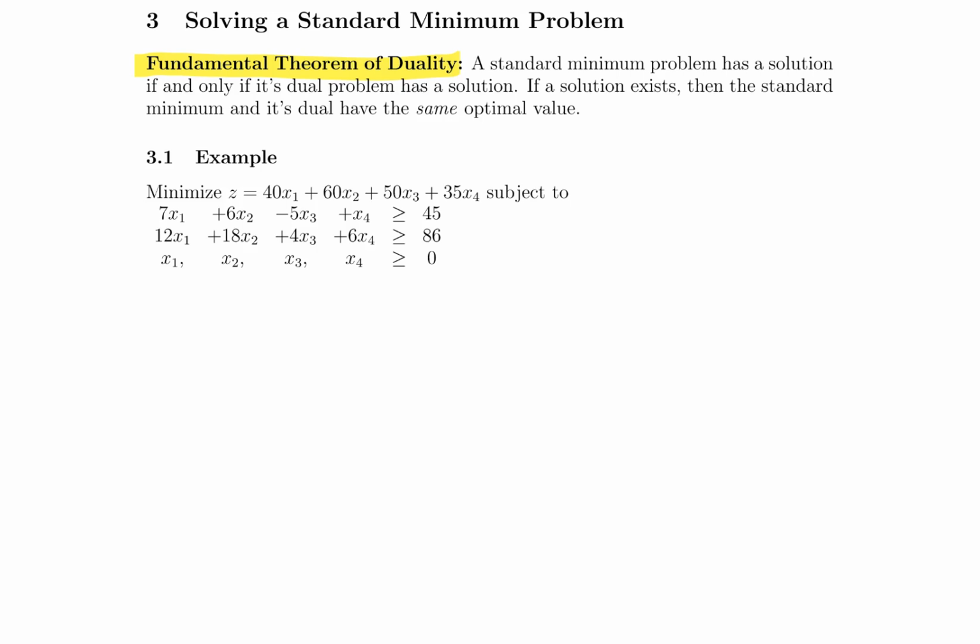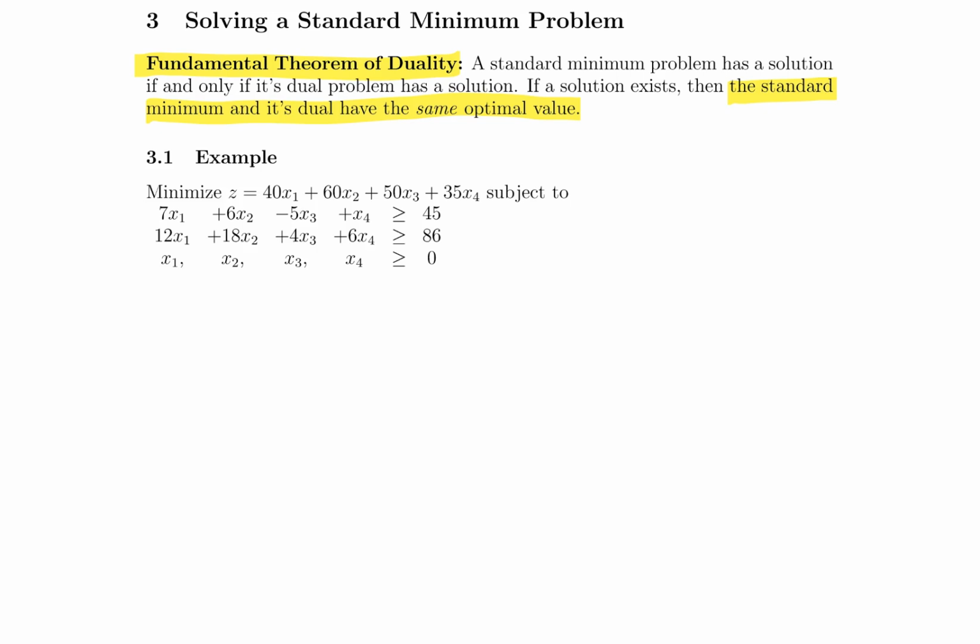What's even nicer is that the standard minimum and the dual have to have the same optimal value. So this last sentence is the key thing. The standard minimum and its dual have the same optimal value. So that means that if we find a dual solution, remember this is a maximum problem, then our objective function, say it has a maximum at 3, then the standard minimum problem would have a minimum of 3. Okay, so they're going to have the same value right there. And so that's really nice.